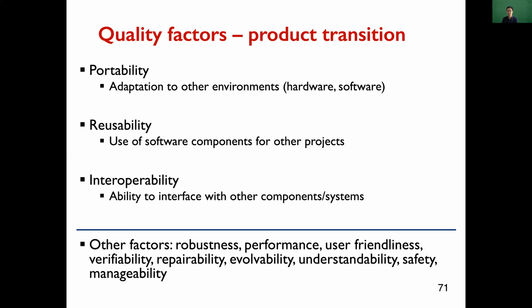So there are many other factors such as robustness, performance, user-friendliness, verifiability, repairability, evolvability, understandability, and others. These factors may be covered by other models that describe the software quality factors. Okay, so that's it about software quality. Today we covered what software quality is and why it is important, and what factors are used to evaluate software quality.